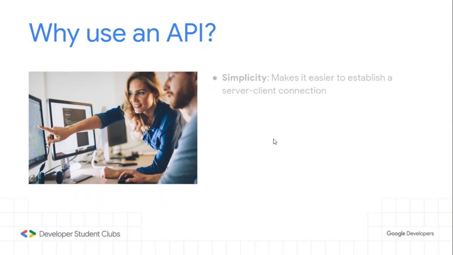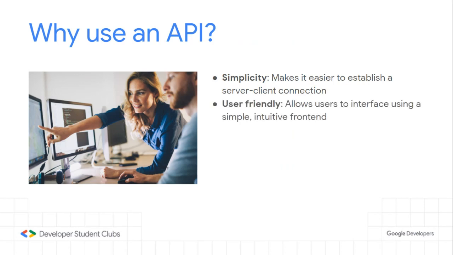All right, why might we want to use an API? Well, the first reason is simplicity. It makes it easier to establish server-client connections that take some of the load off of our front-end apps that we make and use. It's really user-friendly if implemented the right way. We can develop a simple and intuitive front end for a group of users. They don't need to know what goes on behind that front end.